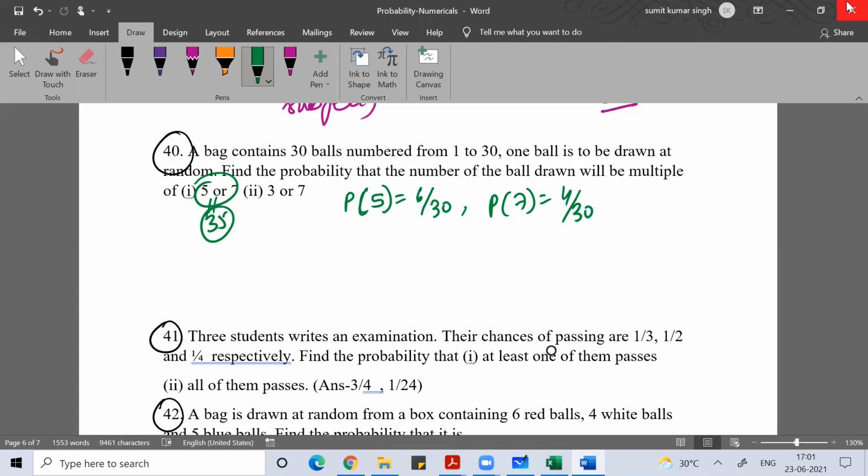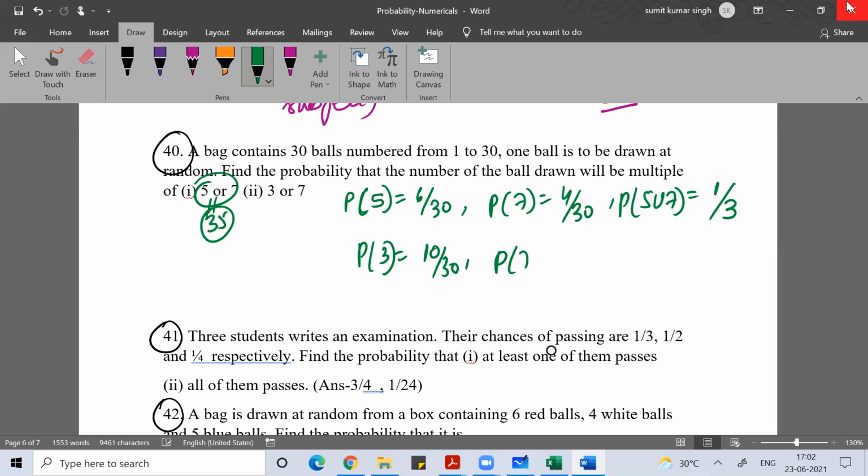But from 1 to 30, the A intersection B is 0, right? So the probability that a number is a multiple of 5 and 7, that would be 10 by 30 or 1 by 3. Clear? Similarly, for 3 and 7, the LCM is 21. Then only one number will come. So the number multiple of 3 would be 10 by 30.